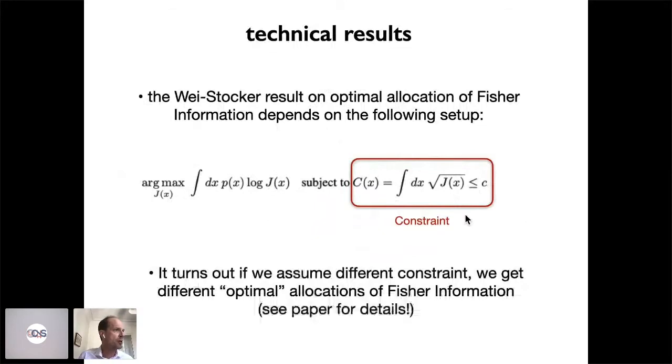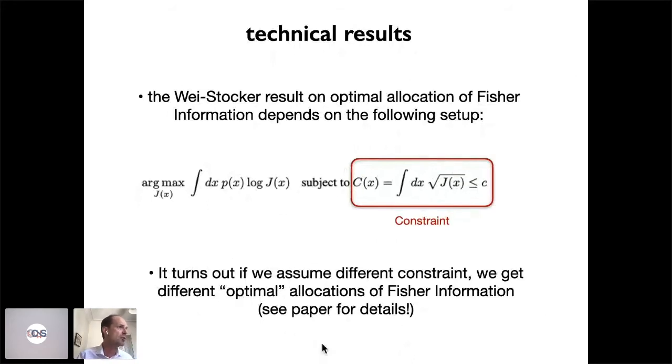And I'm just going to say in words, it turns out that if you change this constraint, so instead of assuming a 1/2 power on the Fisher information, if you use any other power, so J of x to the beta, meaning that we keep a constraint which is the average Fisher information raised to some other power beta, it turns out we get different optimal allocations of Fisher information in that case. So even for infomax, let's say I want infomax subject to the integral of the absolute value of Fisher information, I will no longer have the same proportionality constant. I will no longer have Fisher information proportional to the prior raised to the power 2 to maximize mutual information.